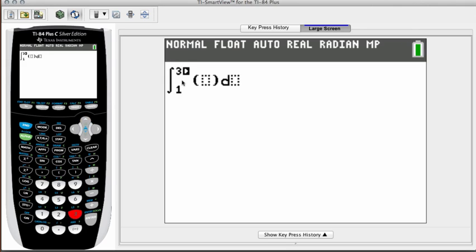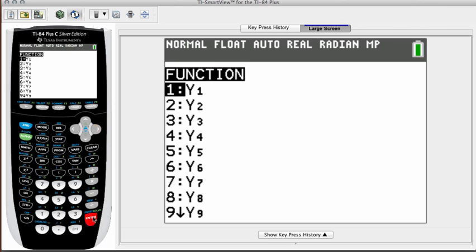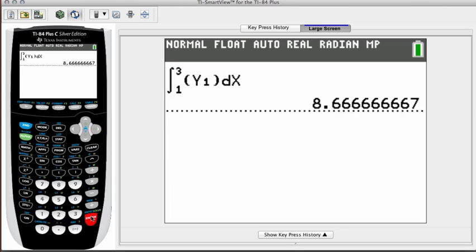So we're doing the integral from 1 to 3. Our integrand here, I can simply either type in x squared right here, or I could pull up y1. Either one is fine. And then we are taking the integral with respect to x. Hit enter, and there's that answer we got.